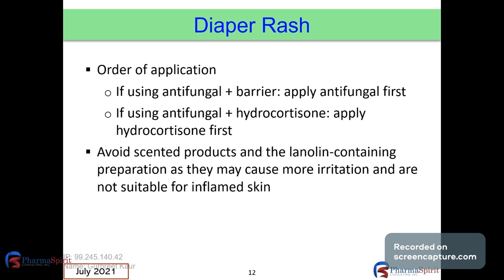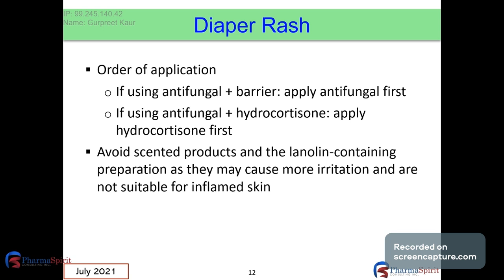What if you are using all three? A baby who has inflamed skin, and that has candida, so you want to give antifungal for the candida, you want to give hydrocortisone for the inflammation, and you want to give a barrier on the top to reduce friction. How will you apply all three? We will apply hydrocortisone first, then the antifungal, then the barrier is the outermost one.